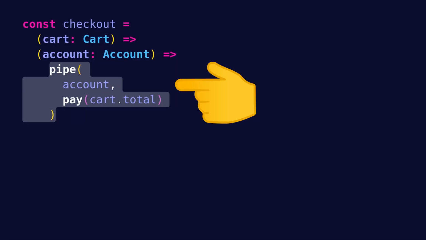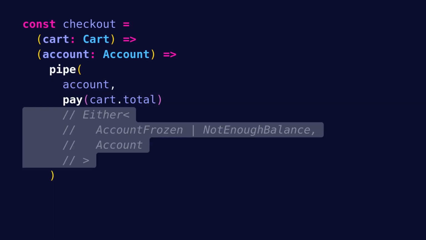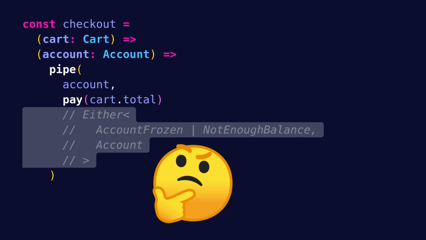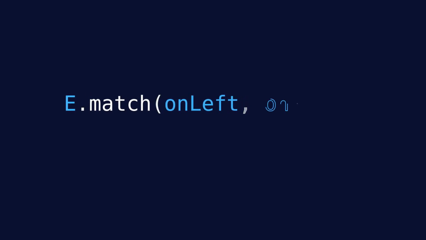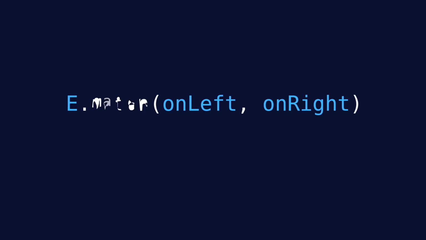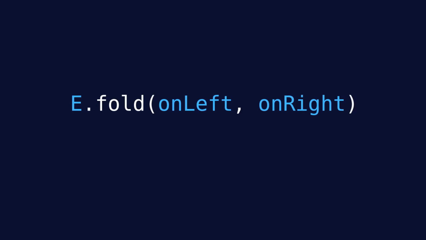So after we pipe the account into pay with card.total, we get back an Either. But how can we check if that Either is a left or a right and do some action accordingly? We can use either.match, which does pattern matching on an Either, allowing you to return a value for the left case and for the right case. Note that you might also encounter either.fold, which is just an alias of either.match.